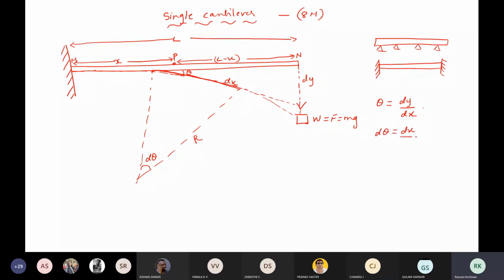Who is that? What's your name? Because on the screen I cannot see who is talking. Who answered this, d theta is equal to dx by r? Shruti ma'am. Dhruti is CA006.